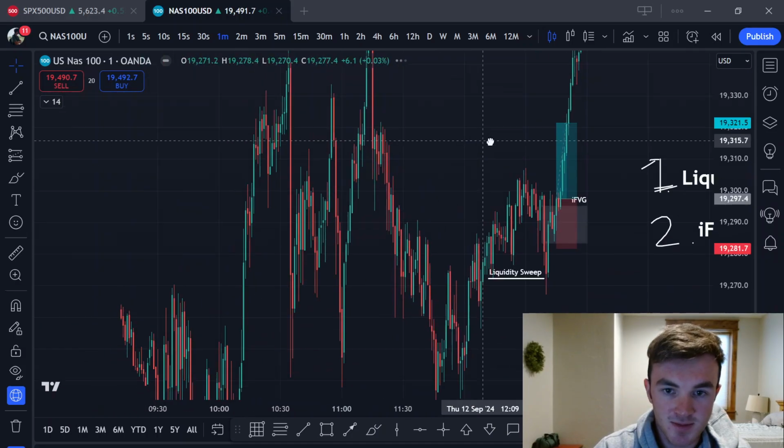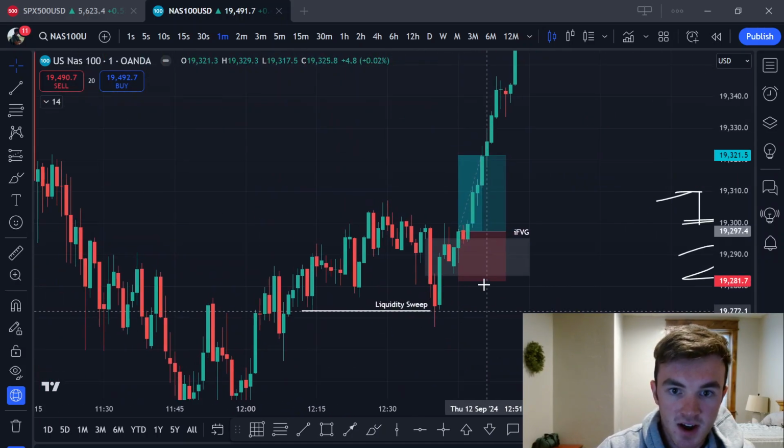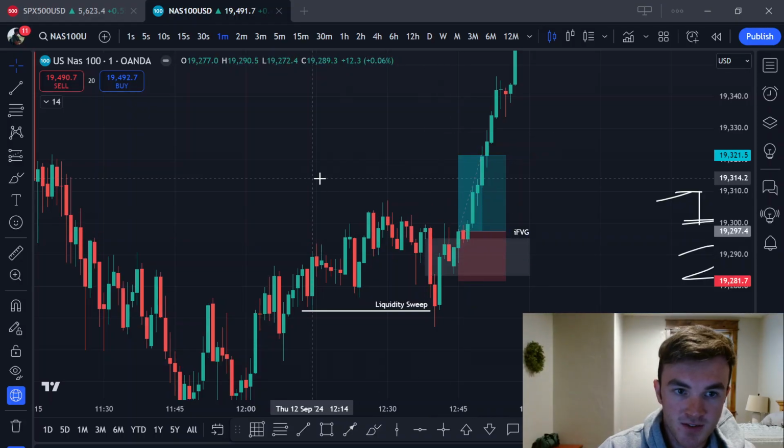So let's go through some examples. In this case, you had a candle body close above this old bearish fair value gap.